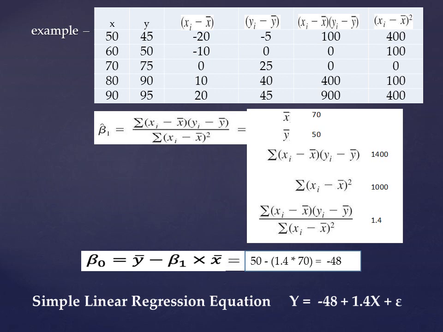Here I have taken an example. This is the x variable and this is the y variable. The mean value of x is 70 and the mean value of y is 50. So the beta 1 value is 1.4, the beta 0 value is minus 48. So the regression equation is y equals minus 48 plus 1.4x plus residual.